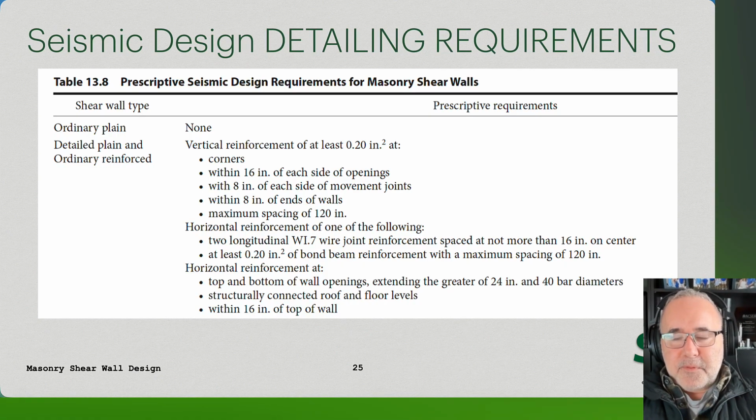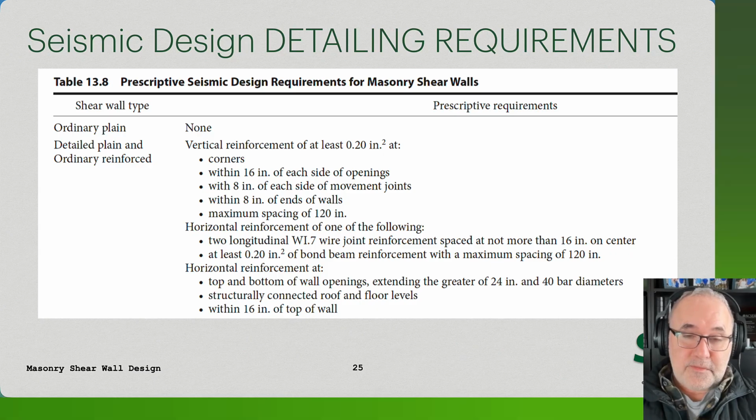Some of the different detailing provisions for the different types of seismic masonry walls. An ordinary plain wall would have no reinforcement. If we get into detailed plain or ordinary reinforced masonry shear walls, we can see some very simple provisions for the amount of vertical reinforcement. So 0.2 square inches at the corners, or within 16 inches of each side of the opening, within 8 inches of each side of the movement joint, within 8 inches of wall ends, and a maximum spacing of 10 feet on center, 120 inches on center. So very lightly reinforced walls would be considered the ordinary reinforced masonry shear walls.